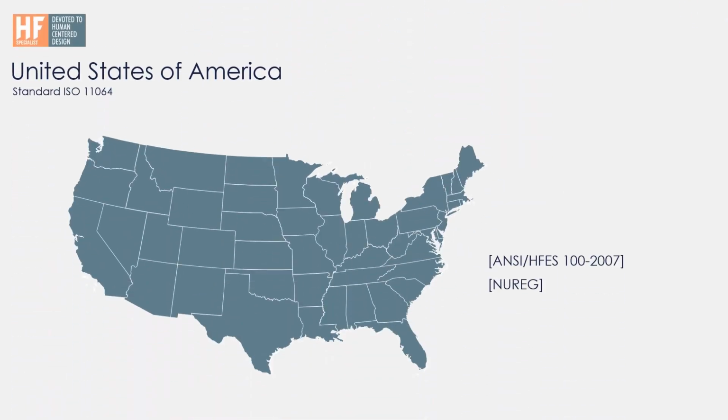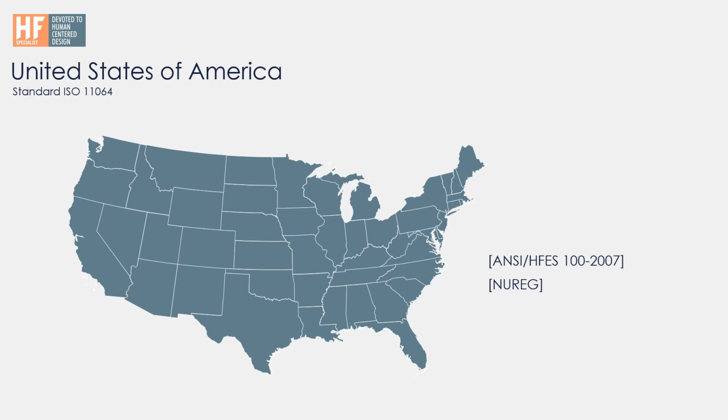How does it look in the United States? The United States is also using ISO 11064. They do have some other standards as well. They have ANSI HFS 100 2007. Another standard that they use mainly in nuclear energy is the NUREG. NUREG is a pretty old standard, and it started with the Atomic Energy Act in 1946.